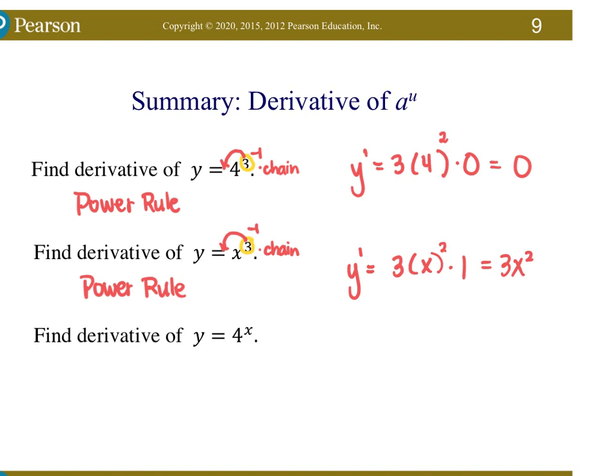But in the third one, the power is an x, which means I need the exponential rule, which is different. The exponential rule says start with itself, then multiply by the chain rule, which is the derivative of x, which is 1. Then multiply by the natural log, which is 4.